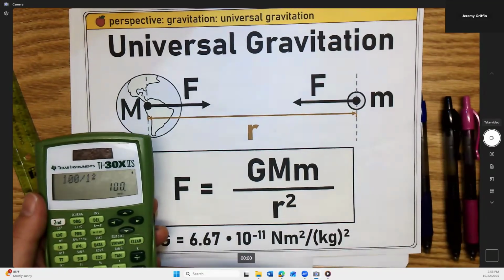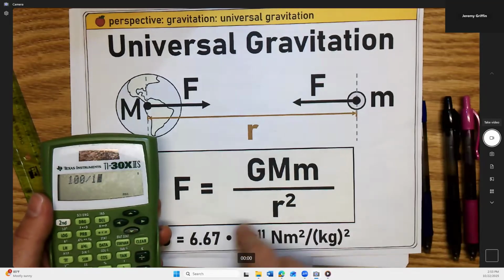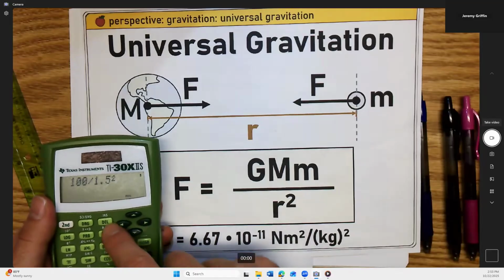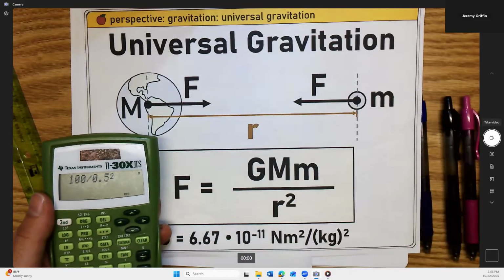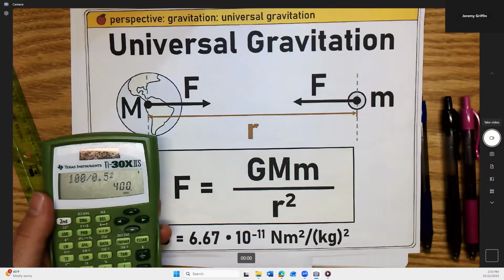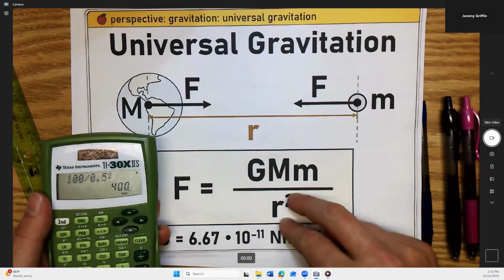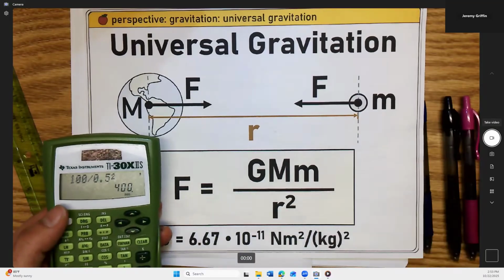But what if I take this radius and I make it half of its original value? It's still being squared, but now it's half as much as it was before. Half squared. What do you guys think that's going to be when I hit enter? 400. Yeah, because 1/2 squared is 1/4, and 1 divided by a quarter is a multiple of 4. It's all right there.